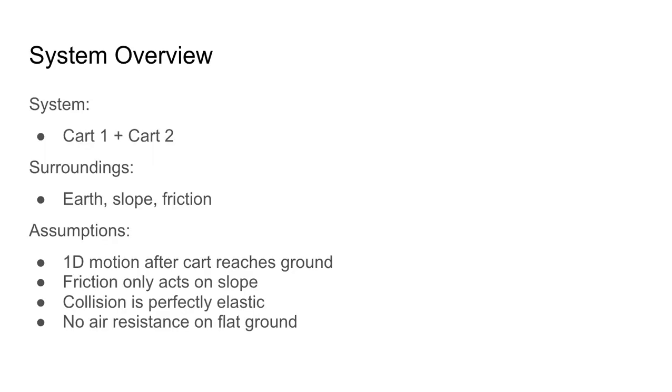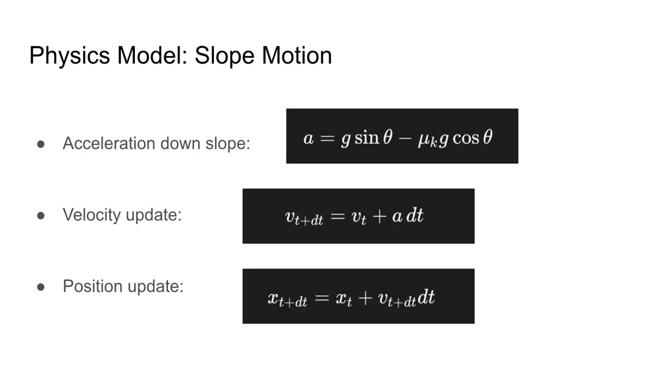The system consists of two carts. Cart 2 begins at rest on the slope, and cart 1 waits on the flat ground. Friction only acts while cart 2 is on the ramp. After it reaches the bottom, the motion becomes 1D. The collision is modeled as perfectly elastic.